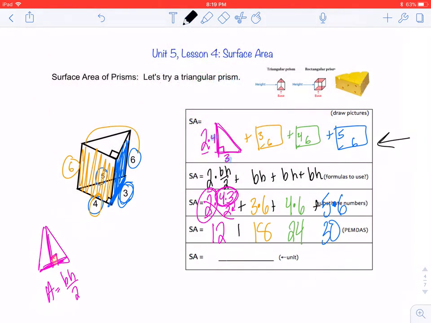Okay, then I'm just doing my order of operations. I'm just doing my BEDMAS here, just making sure to do my multiplying before I do my adding. Here I have 30 plus another 30, that's going to make 60, plus my 24. Final answer of 84. If you don't have a unit, you can just write the word units squared.